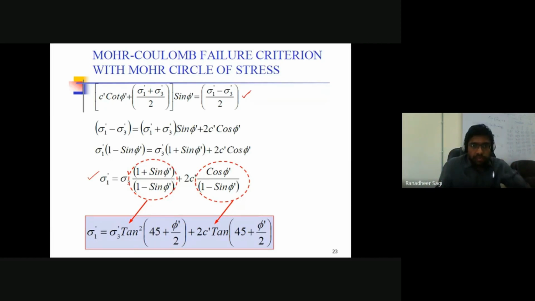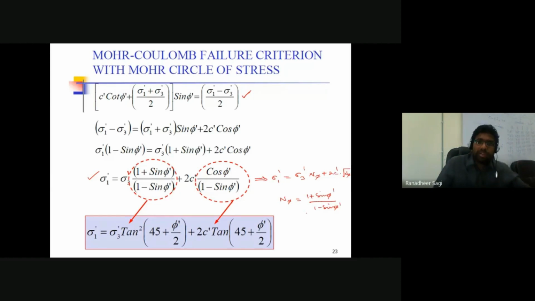So in the process of rewriting the terms in simplest form, if you look into the literature, you will find it as sigma 1 dash is equal to sigma 3 dash into N phi, or N phi dash, plus 2c dash into under root of N phi. Okay, so this N phi is basically what we can write as 1 plus sine phi dash by 1 minus sine phi dash.